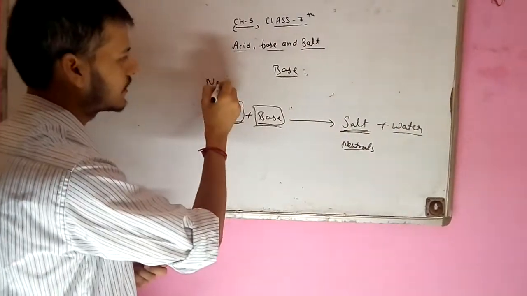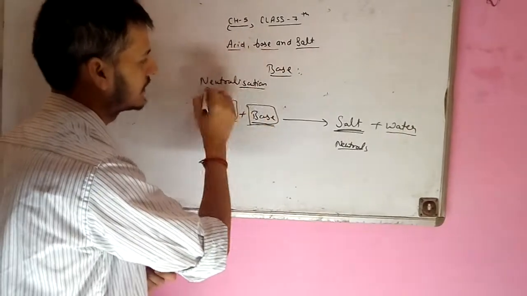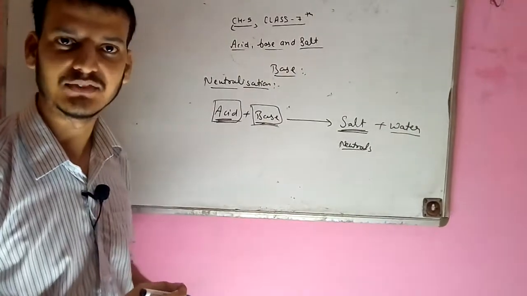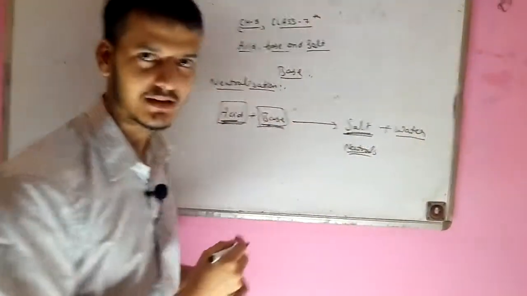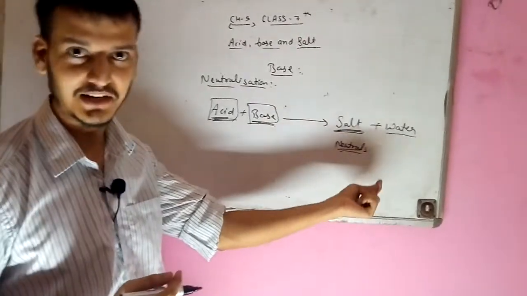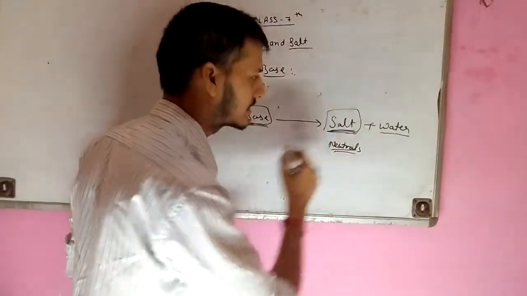This reaction is known as neutralization, because both substances, acid as well as base, become neutral after this reaction. Okay, so when they become neutral, it is known as neutralization, and in this neutralization we get salt formation.